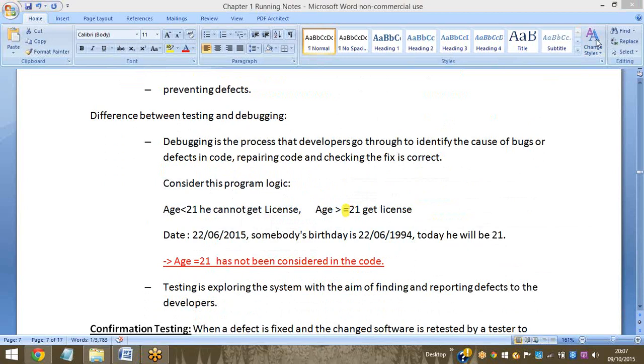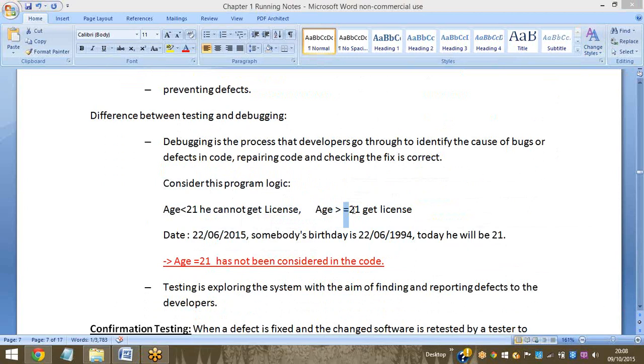So this process where a developer goes and decides which line of code has caused the problem, that process is called debugging. The testers are not involved in debugging. We as testers do not look at lines of code. We are only interested in the application as a black box.